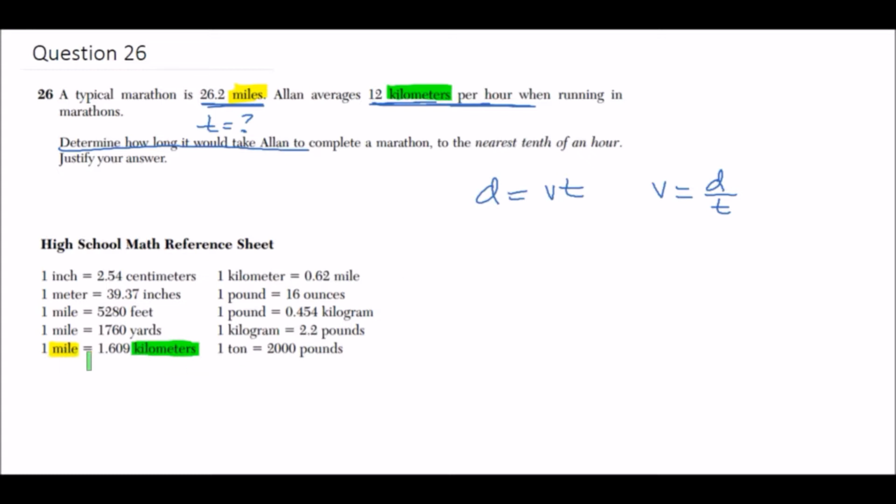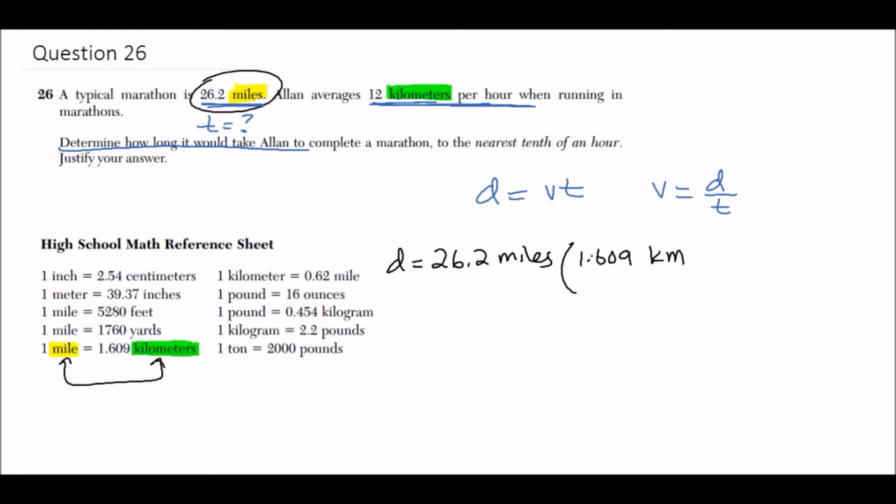Now I've gone ahead and highlighted the portion of this that's going to be helpful in this question because we need to convert miles to kilometers. There are two ways to do this, and the easier way would be to convert the number of miles to kilometers. So 26.2 miles is the distance that he needs to travel, but let's convert that to kilometers. Well, we see here that 1 mile is 1.609 kilometers. So all we have to do is multiply this by 1.609 kilometers.